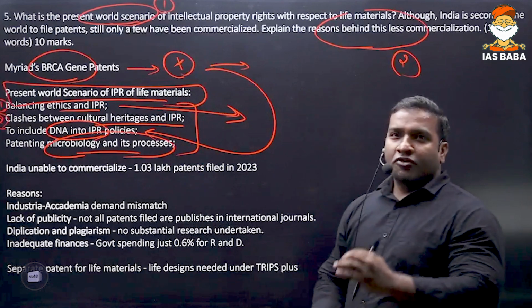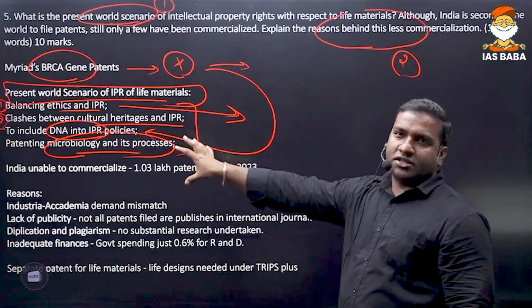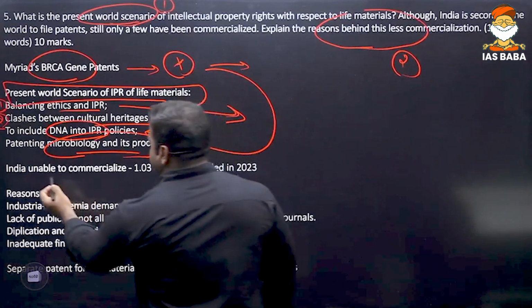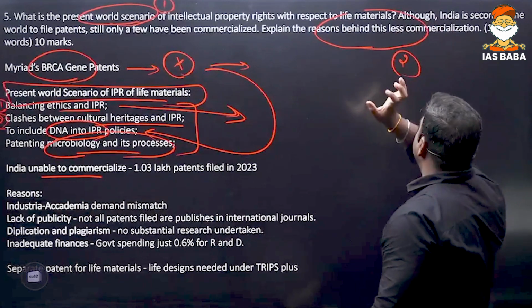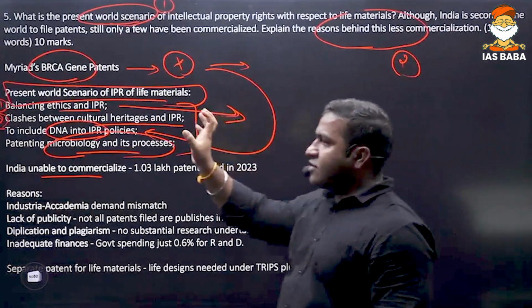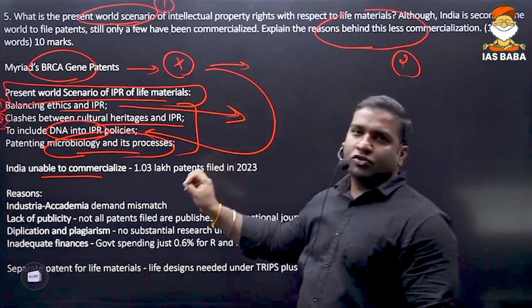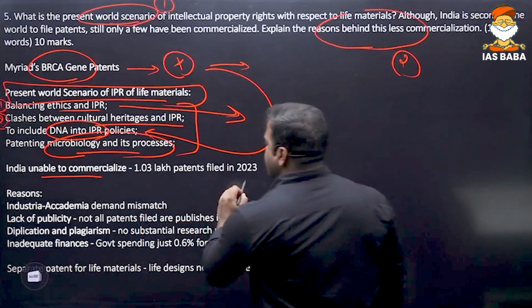So now when we bring in all these recent debates, it becomes a specific answer in this part of the body. Then, India is unable to commercialize. Friends, here we have an assertion: although India is second in the world to file patents, it is not commercializing to an effective extent. Now, in support of that statement, give some statistics.